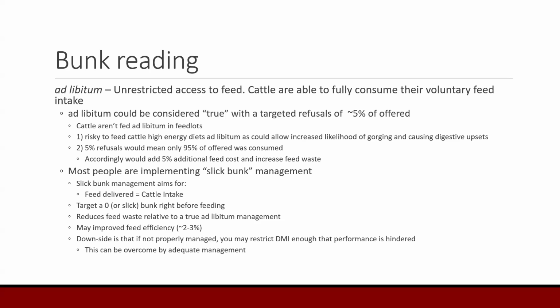Okay? So we target a zero or slick bunk right before feeding, which reduces feed waste relative to a true ad libitum management and can improve feed efficiency. Most studies would suggest a 2 to 3% improvement in feed efficiency. The downside is that if it's not properly managed, if you're not increasing feed calls like you should, then you may be restricting dry matter intake, and therefore you could hinder performance.